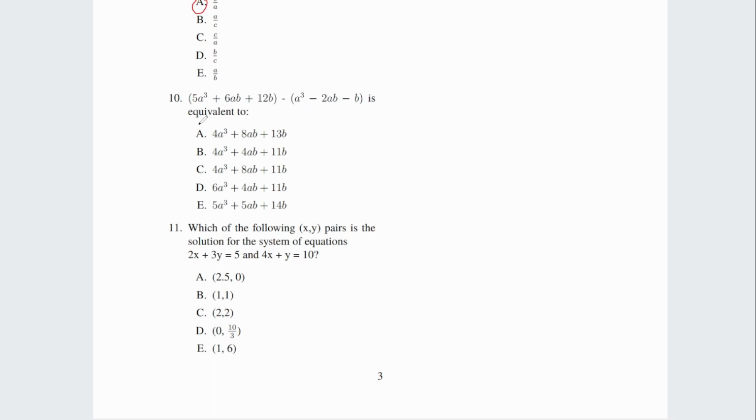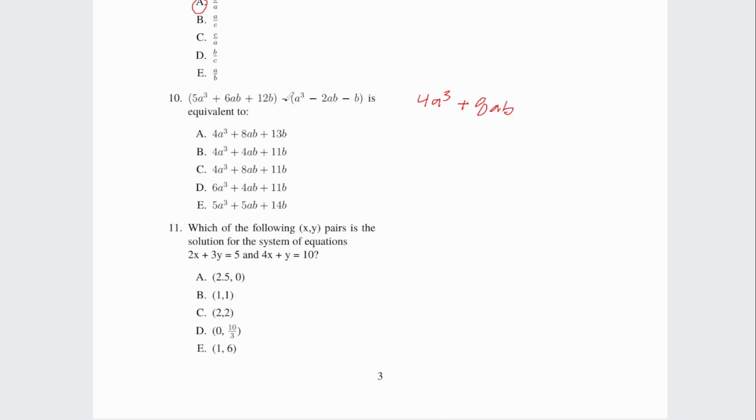So we notice here we have a lot of like terms. So we can just count how many there are. So how many a cubed are there? 5 minus 1, so we have 4 a cubed. How many ab's? 6 minus negative 2, which is 8 ab's, so plus 8 ab, plus 12b minus b.